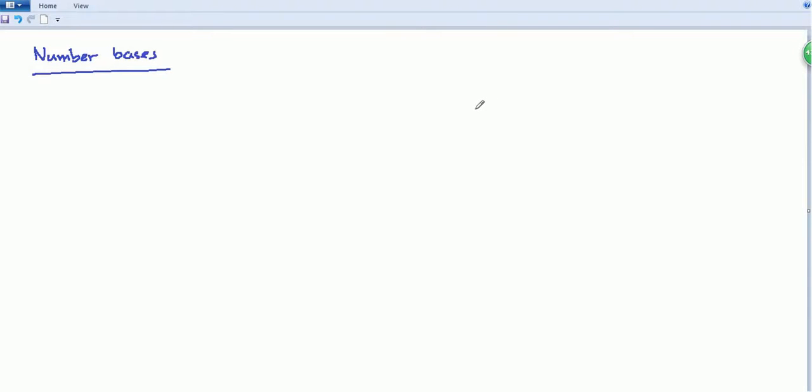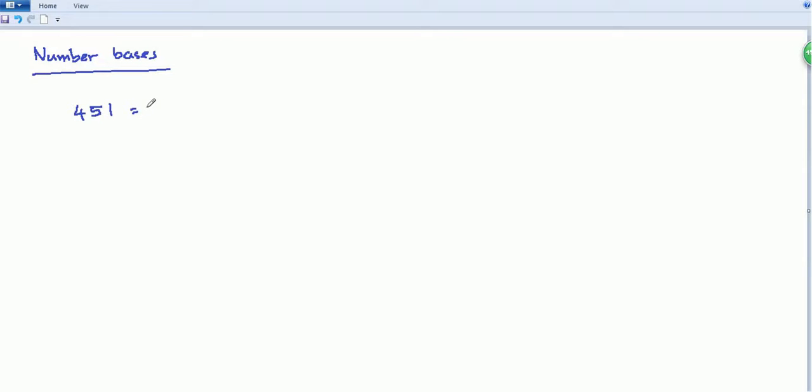Hi everybody. Today I'm going to talk about number bases. The number that we normally use in our daily life is in base 10. Let's say if I give you the numbers 4, 5, 1, it's 451, right?